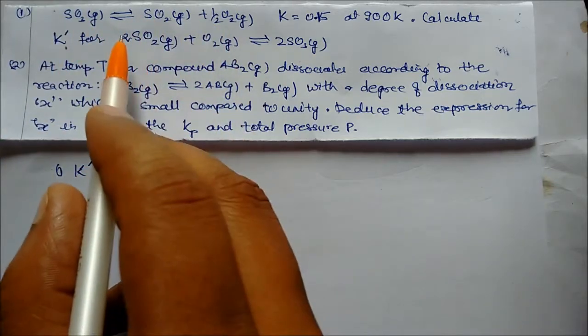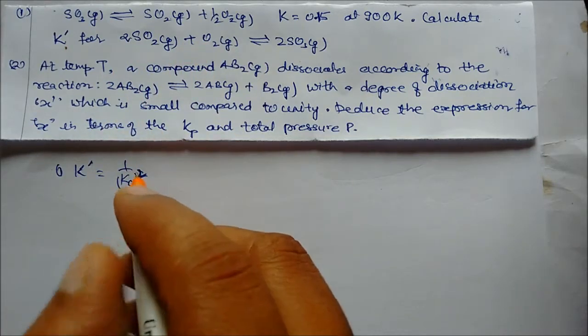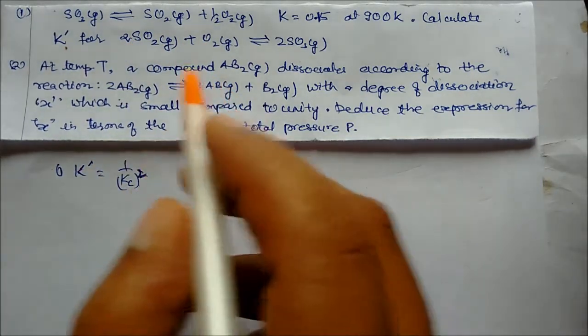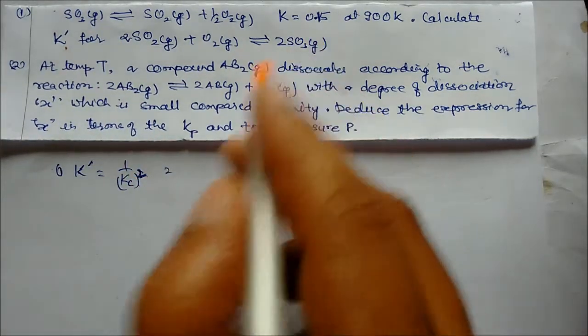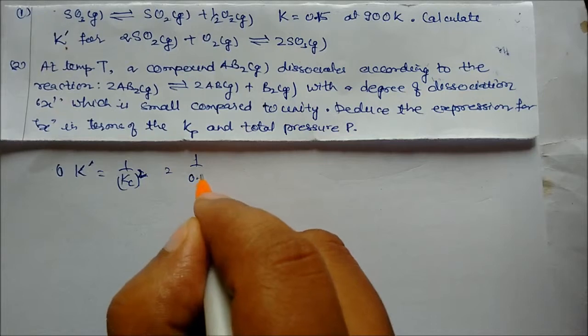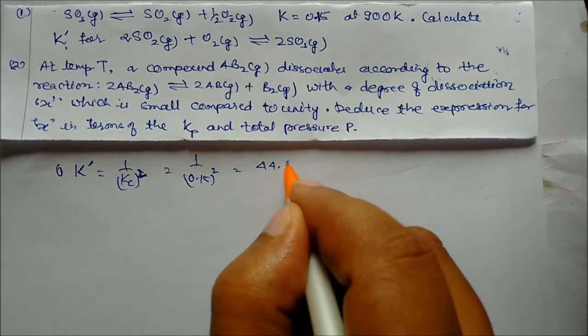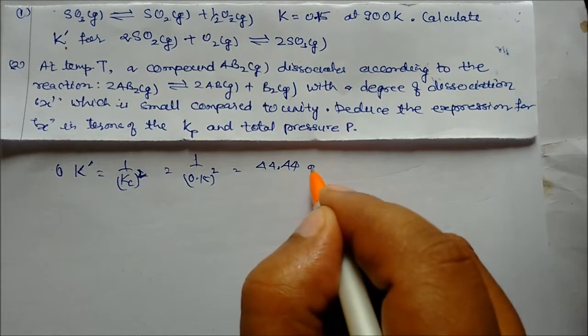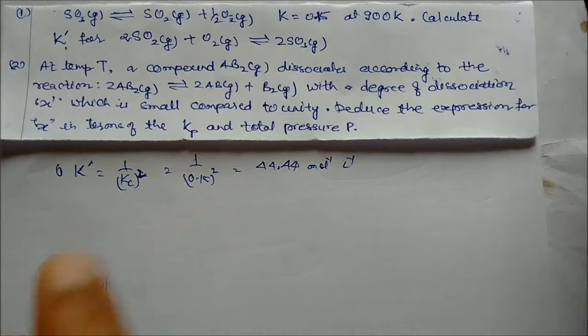So for this, we have to square this molar constant. This is 2, that's why we are taking the square. If this were half, we could write it as a square root. So Kc is already given as 0.15, so we can put 0.15 here, and this is squared. So the answer will be 44.44, per mole, and this is per liter. So these are our answers.